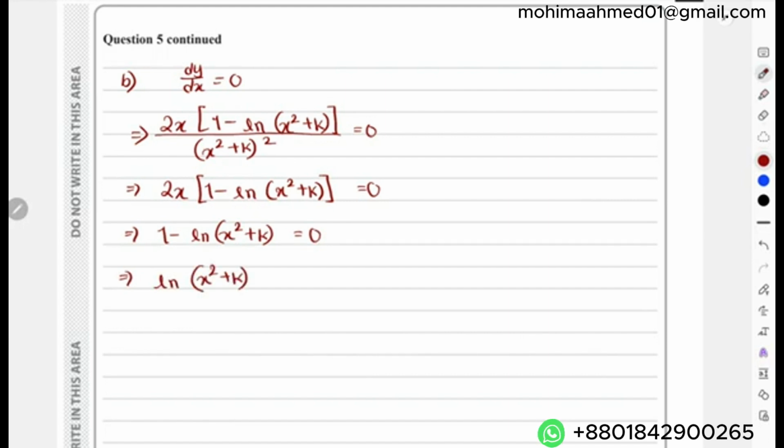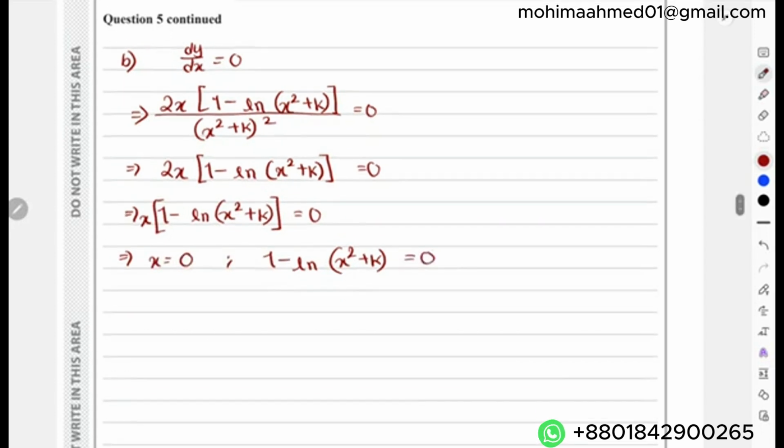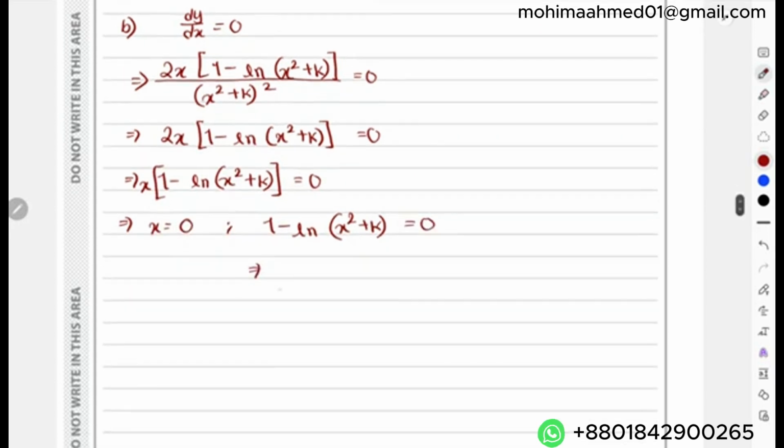Actually, you should not write it like this. If you just take this 2 to the right-hand side, then it becomes 0. So you have x equals 0 and this other factor. Which means that x is 0, and then again you have 1 minus ln of this equals 0. So from this part again, you'll get two values.